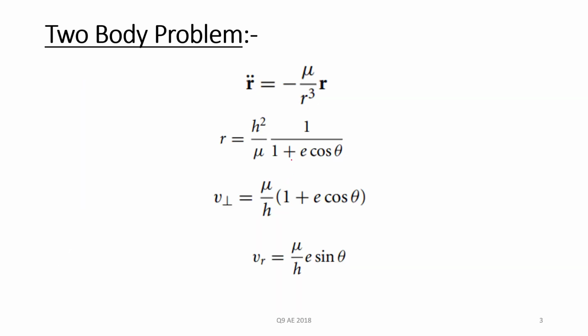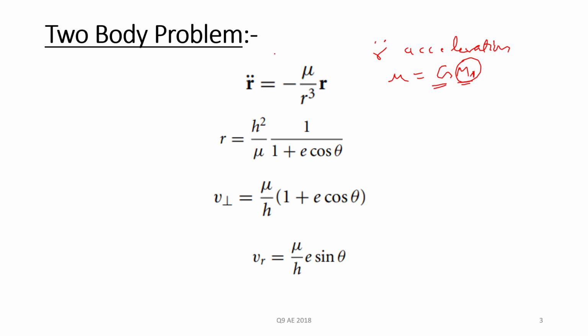If we write the equation of motion using Newton's law of motion, we will get r double dot equal to minus mu upon r cube times the r vector. So r double dot is acceleration, and mu is the gravitational parameter for Earth, which is nothing but G into M. G is the universal gravitational constant, and M is the mass of the Earth, if body m1 is Earth.